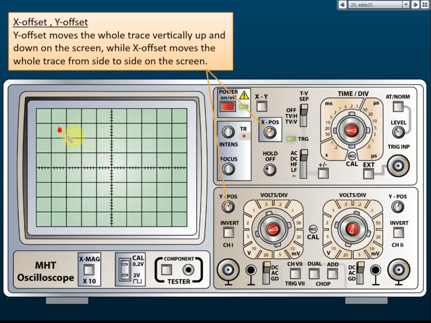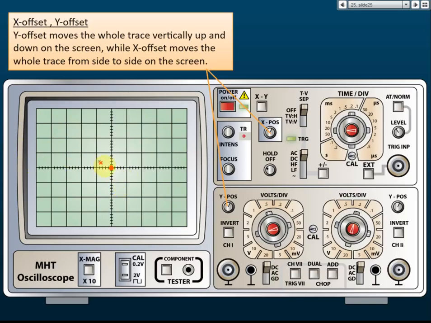You don't like it to be here, and you prefer to have the bright spot at the center. Then you can use the X position or X offset to move it. You can move it to this point. After that, you want to move it down, so you use the Y position or Y offset to move it downwards, to the center. That's the function of the X position, Y position, or X offset, Y offset. It can move the display left, right, up, down.